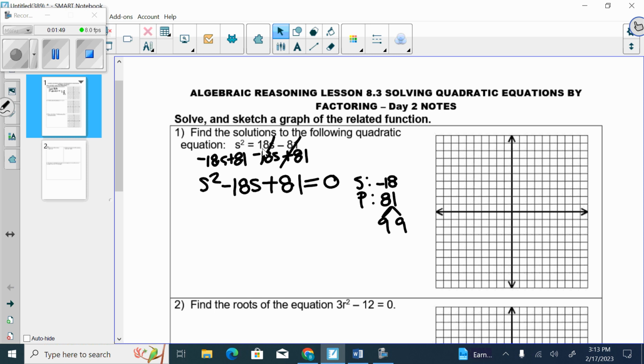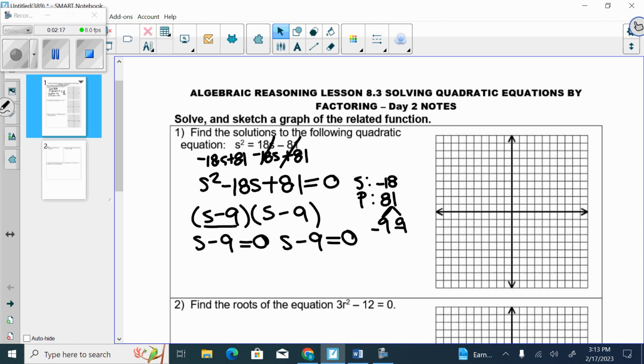Very good. If I make them both negatives, a negative times a negative will give me positive 81, and negative 9 plus negative 9 is negative 18. Good. So I'll have s minus 9 and s minus 9. All right, after we find our factors, what do I do with what's inside the parentheses? I take it out and set it equal to 0. Good. So I'm going to have s minus 9 equals 0 and s minus 9 equals 0.